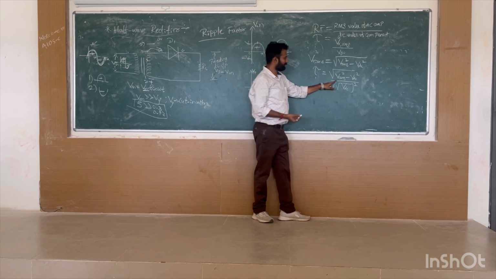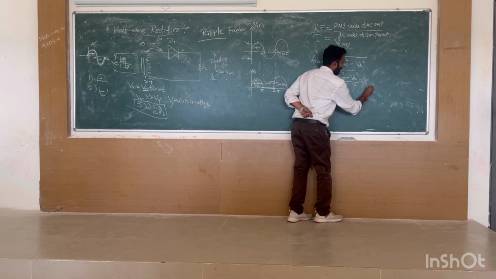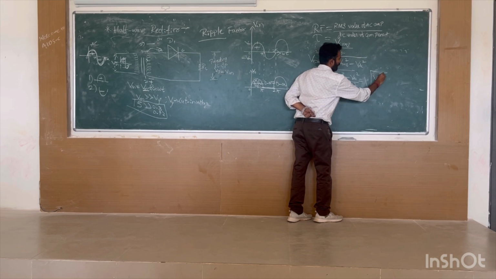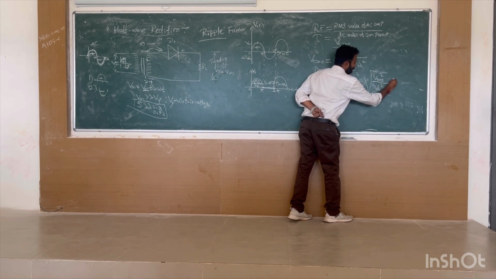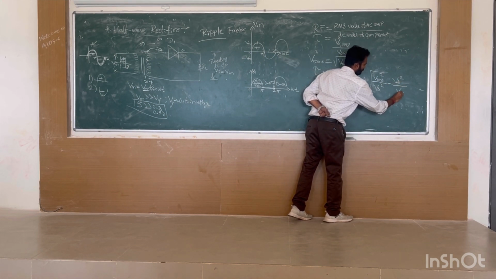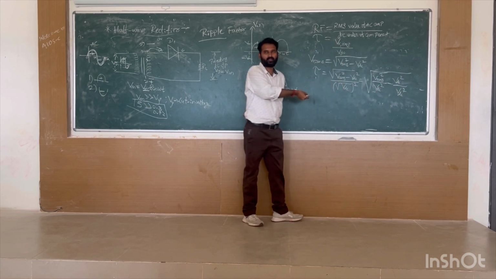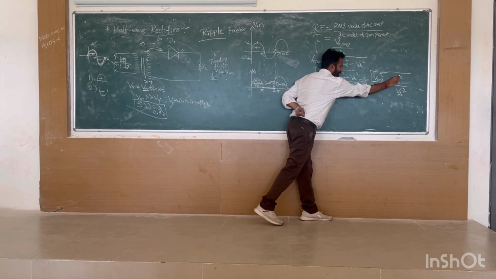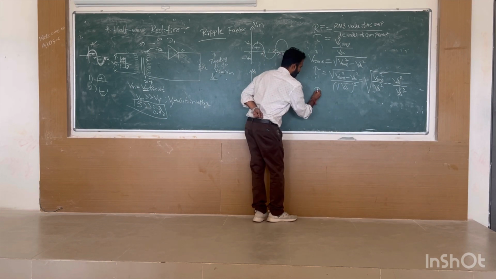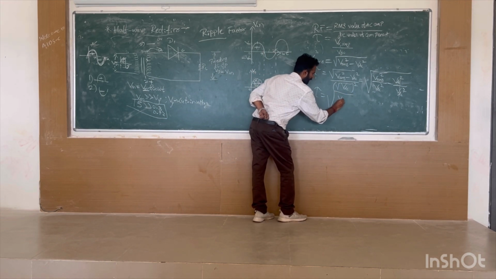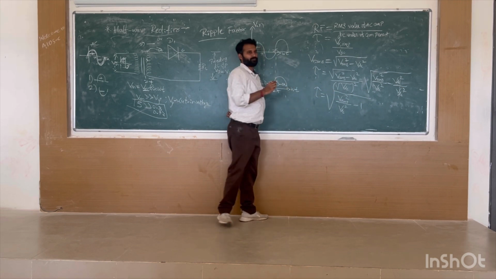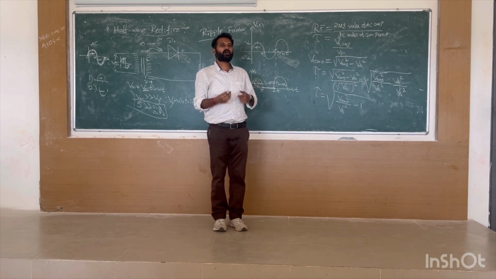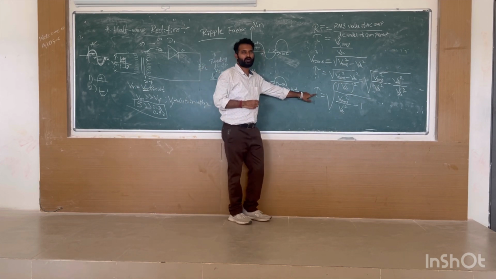Now I will divide this. I will make it like this: the square root of V_RMS squared divided by V_DC squared, minus V_DC squared divided by V_DC squared. I hope you understood this. Everybody clear? Now I will cancel this. Now tau is equal to the square root of V_RMS squared divided by V_DC squared, minus 1. Keep the square root properly. Clear?